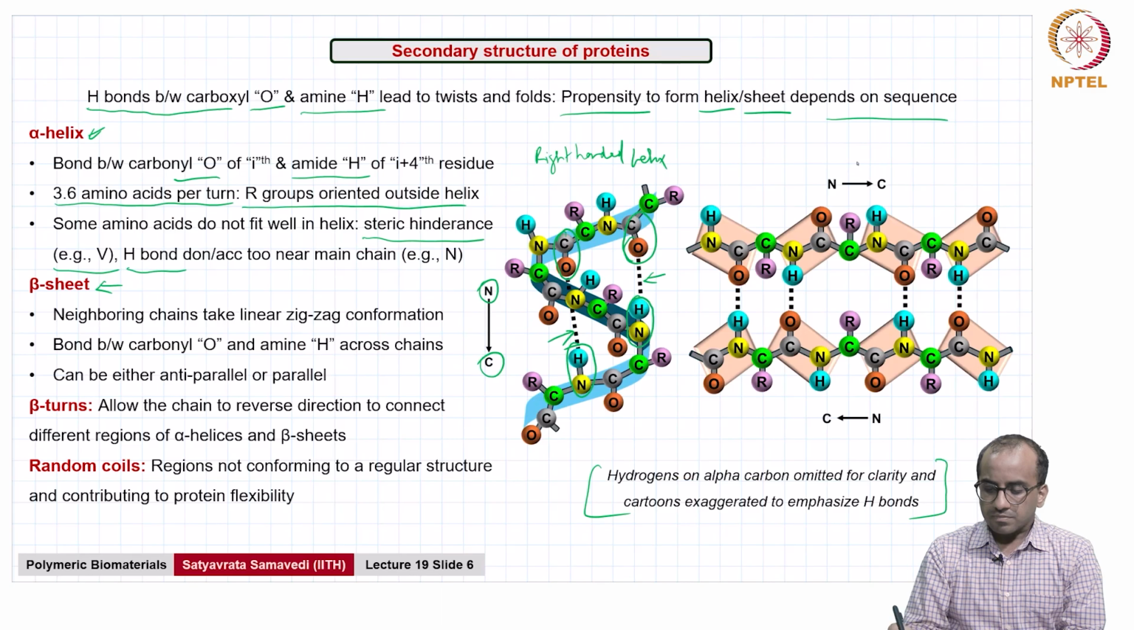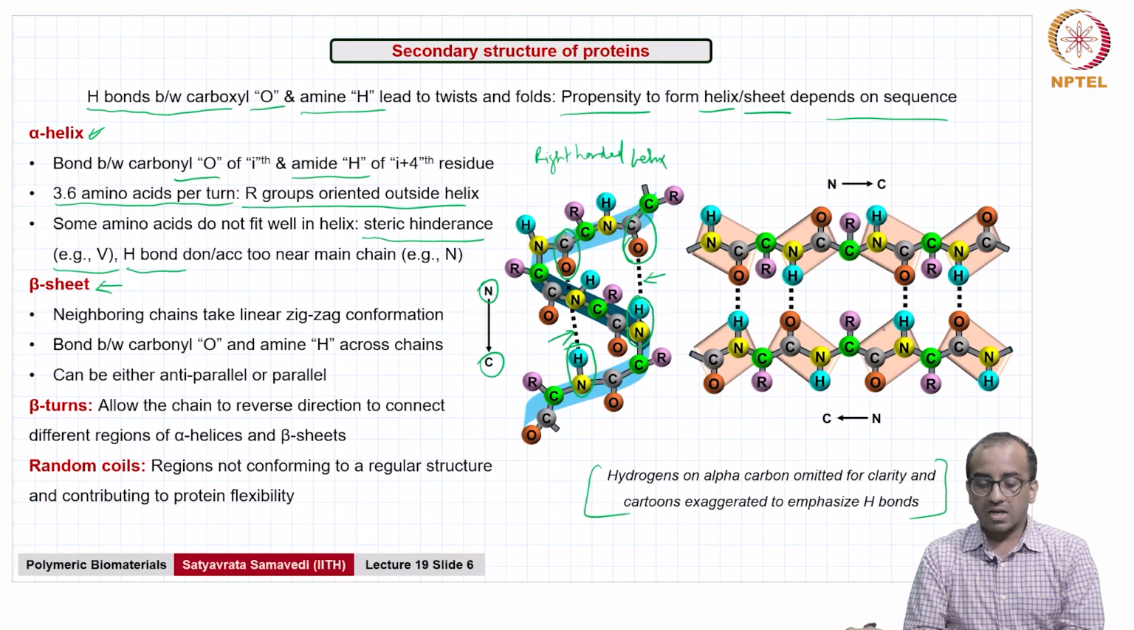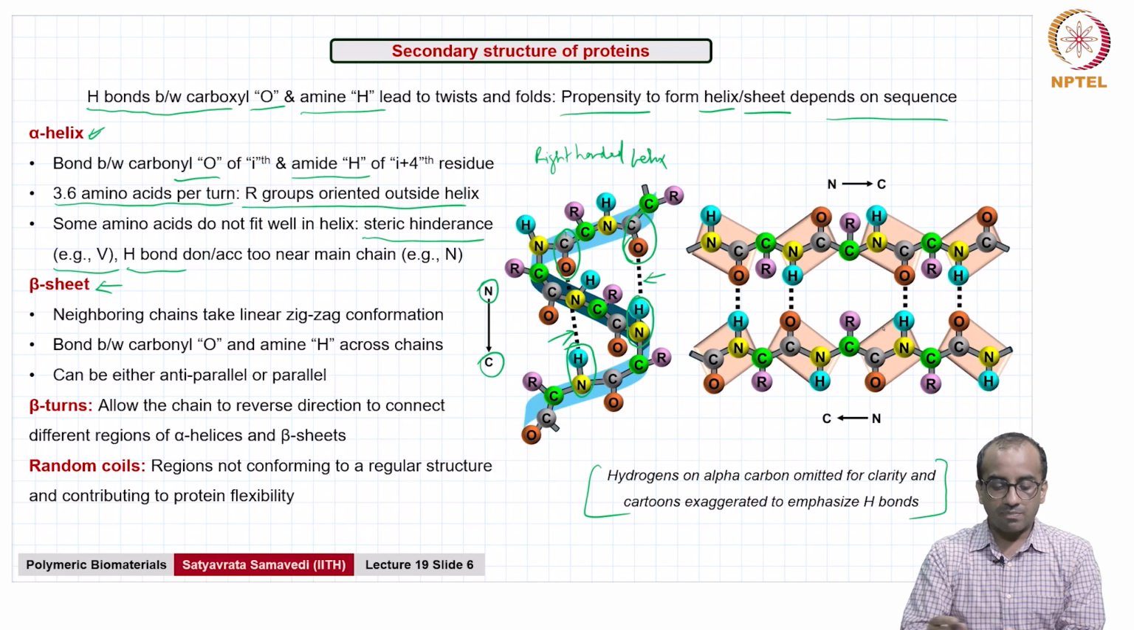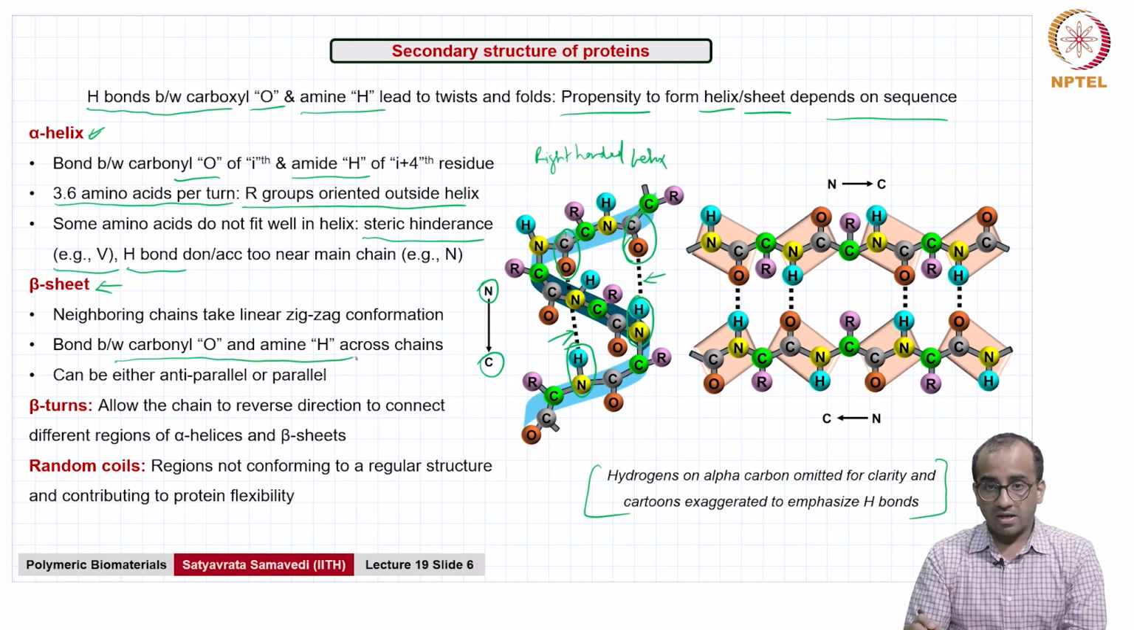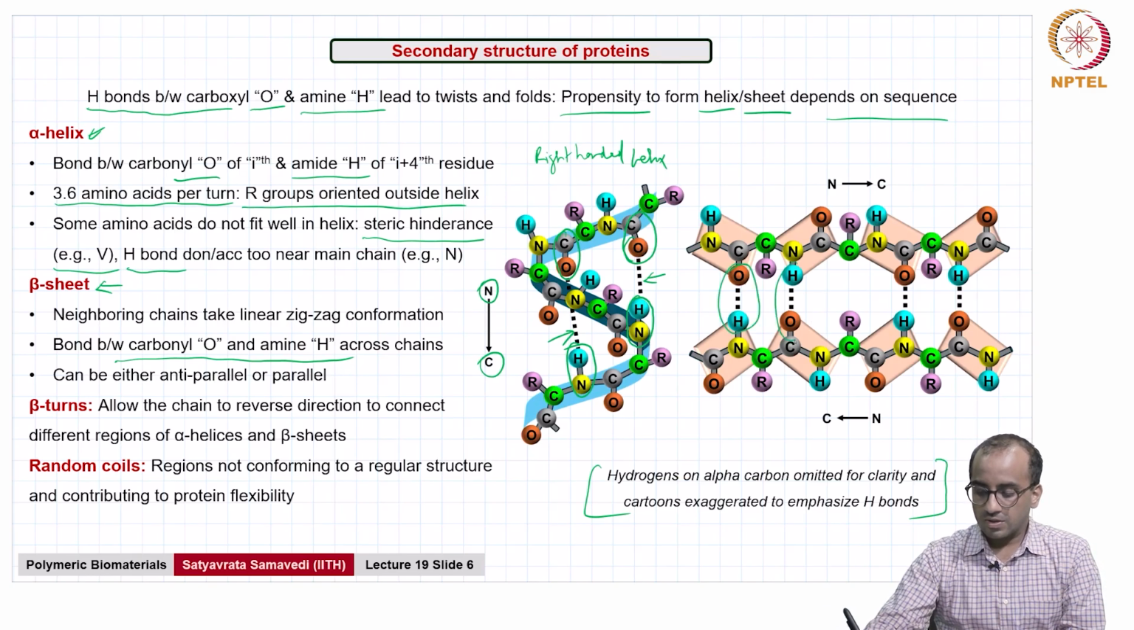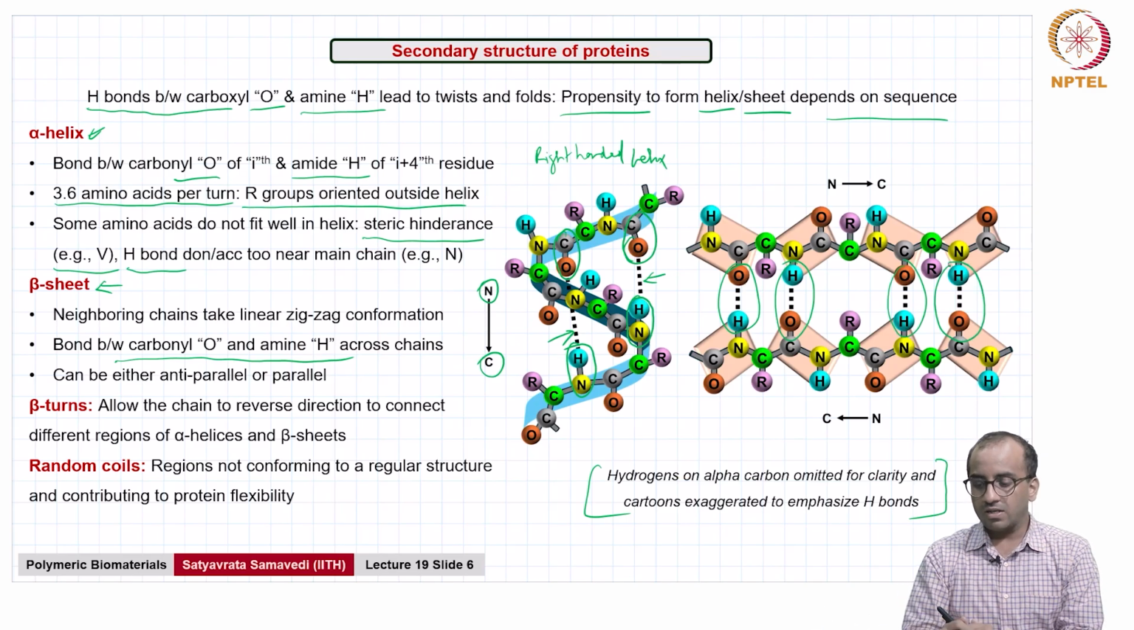Notice here that in the beta sheet, unlike the alpha helix, the chains take up a linear zigzag kind of conformation. So, the hydrogen bonding happens between the carbonyl O again and the amine H across chains as shown here, and you can have two varieties which you can immediately appreciate.